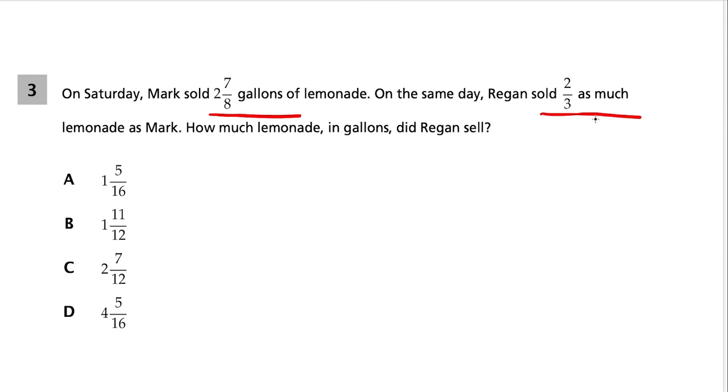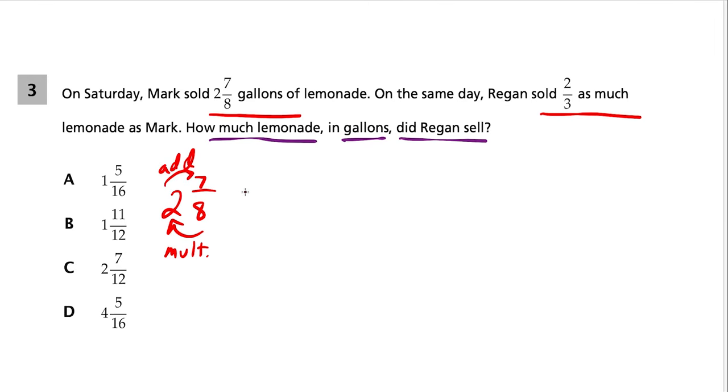So for question 3, for this word problem, we have Mark sold this much lemonade, and Reagan sold 2/3 as much as Mark. But the actual question is, how much lemonade in gallons did Reagan sell? So let's convert Mark's amount to an improper fraction. So he sold 2 7/8 gallons. To convert this to an improper fraction, we multiply, which will abbreviate, and then we add. Our denominator is not going to change. This is going to stay with a denominator of 8, but our numerator is going to be 8 times 2, and then plus 7. So that's going to give us 16 plus 7, which is 23 over 8. So this is how many gallons of lemonade Mark sold.